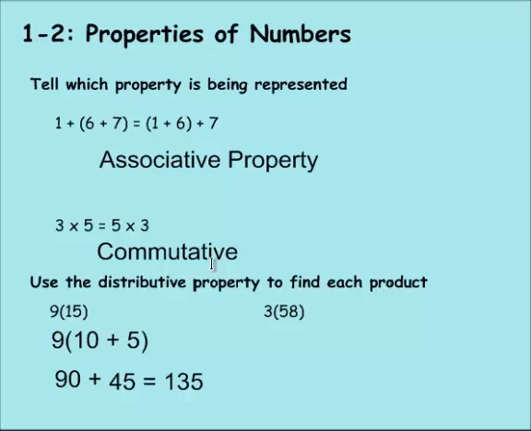Now we have 3 times 58. I'm going to do the subtraction way. I'm going to do 3 times 60 minus 2. 60 minus 2 equals 58. So 3 times 60 will give me 180. Then I'm going to do minus because the subtraction sign's there. 3 times 2, which would be 6. So 180 minus 6, 174.